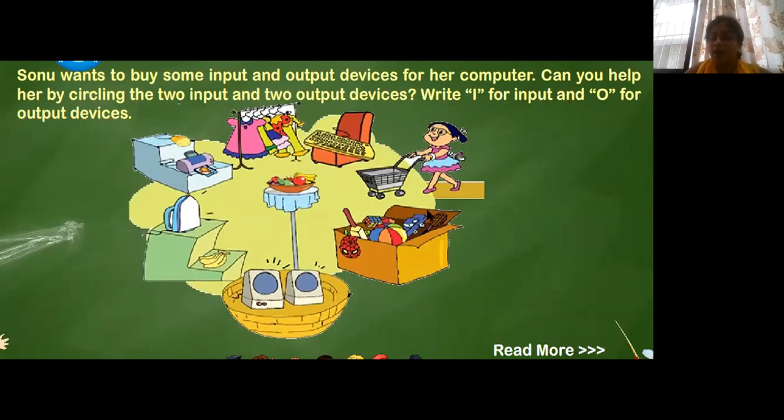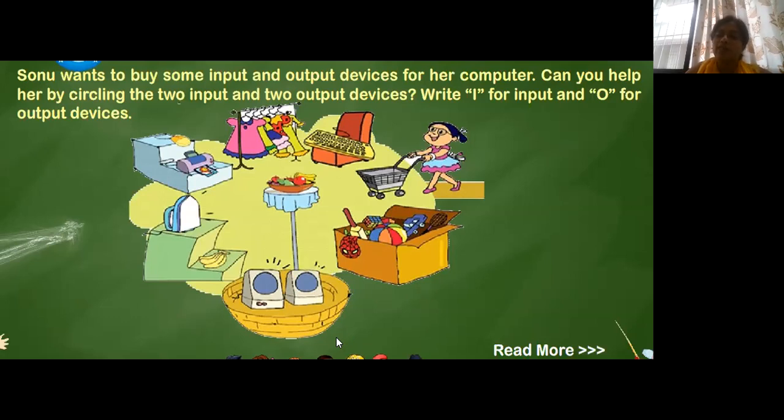So here are some devices. Sonu is shopping now. She wants to buy some input and output devices. Firstly, circle the devices which are computer devices. You are supposed to circle it, and inside that circle, write what the device is. So you are supposed to write which device is what.